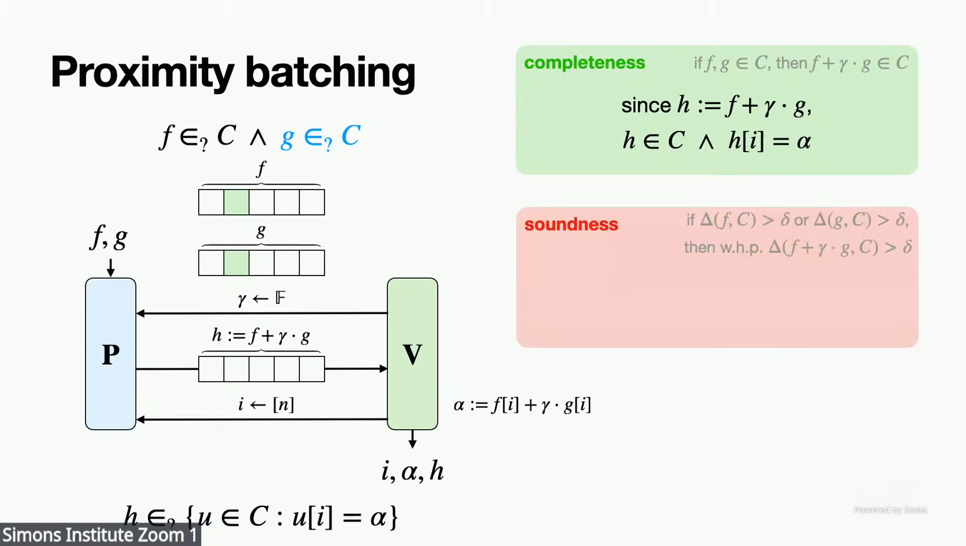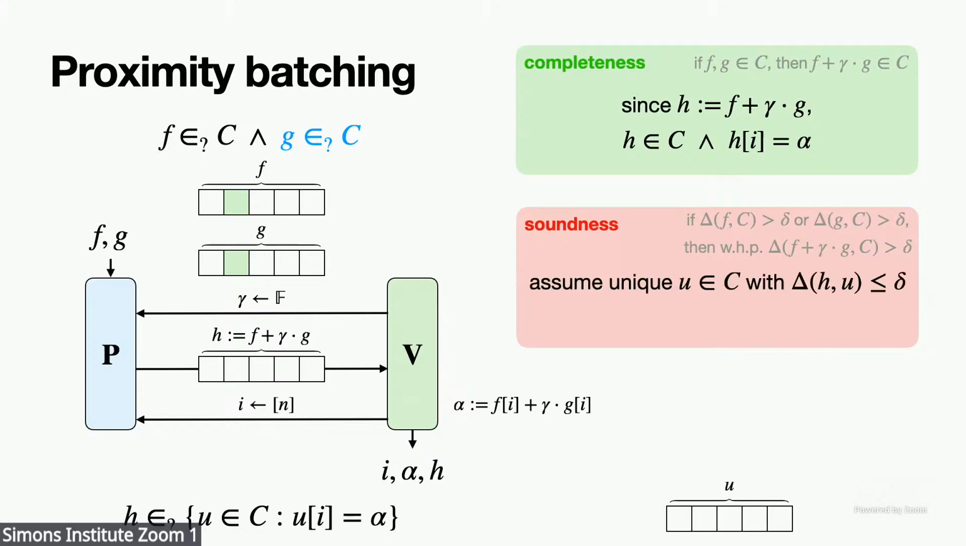Okay. For soundness, again, recall that we know that with high probability, this random combination is going to be far from the code. And now let me just, for the sake of this talk, assume that there's some unique codeword U, which is delta close to this H. This is the case when delta is, for example, within the unique decoding radius of the code. So I have this codeword U here.